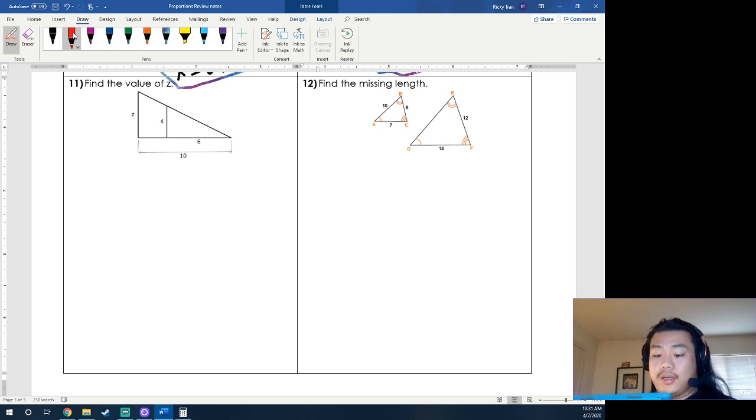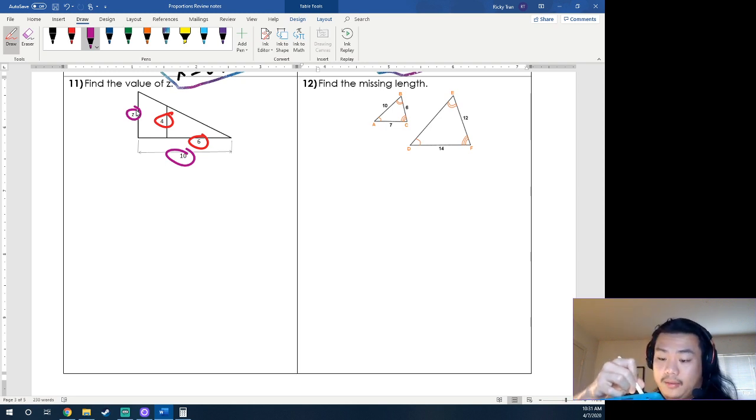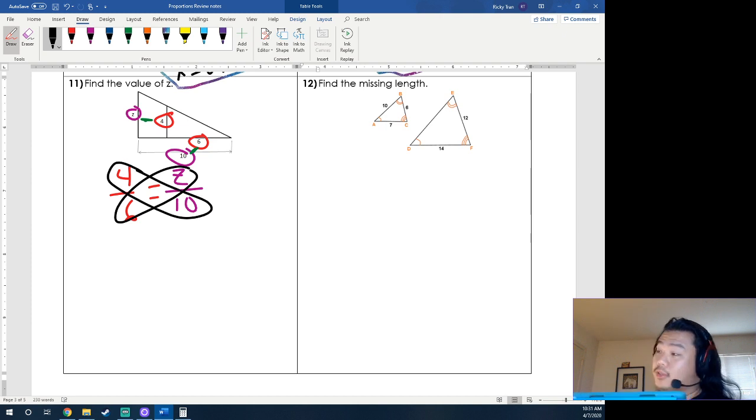Okay, we're going to look at number 11. We're going to match from the small triangle. Look at here, we got the 4 and we have the 6. From the big triangle, we have 10, we have z. This time we don't have to add, we just have to set up because they gave us all the numbers this time. So we have 4 over 6, and again, these match and these match. So z is going to go on top and 10 is going to go on the bottom. And then all we're doing is a nice easy cross multiplication.